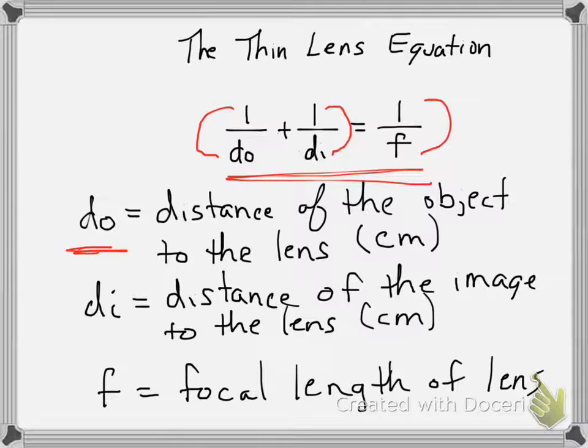So again, this is the distance of the object to the lens. Again, that's the center of the lens, usually measured in centimeters. Then we have the distance of the image. So again, the subscript is representing image.